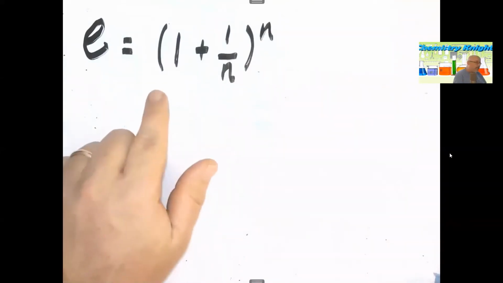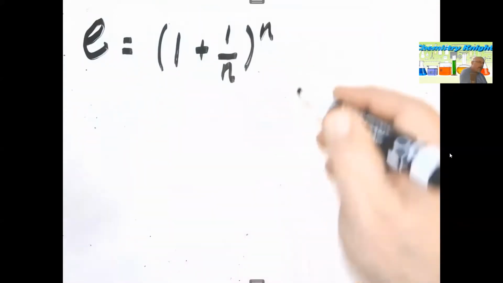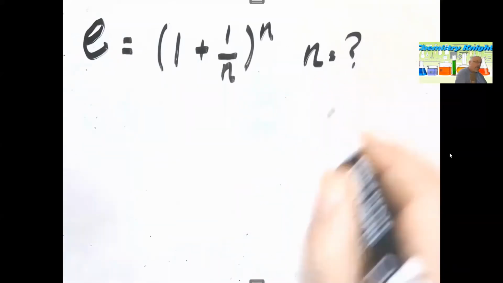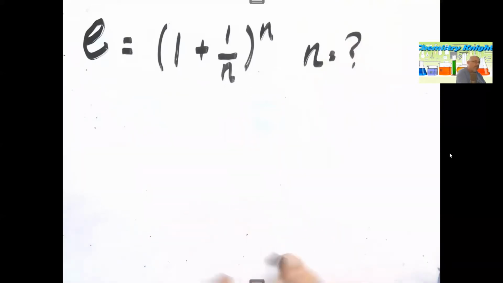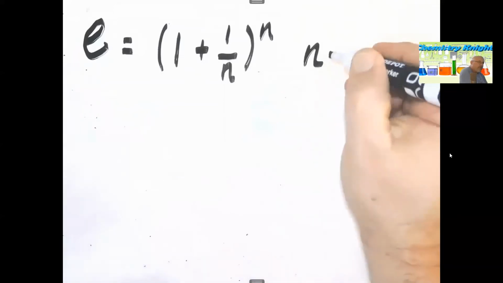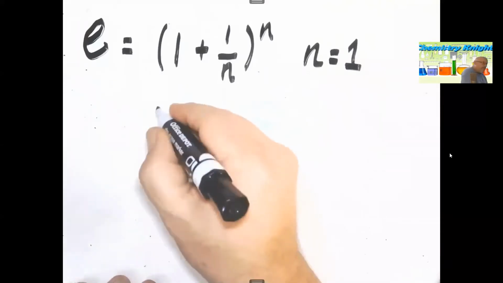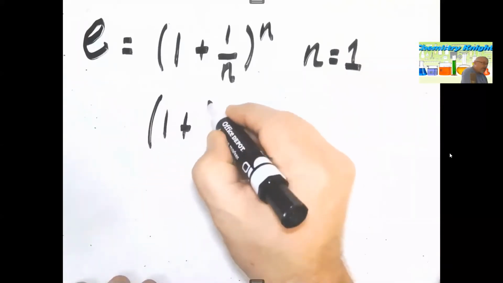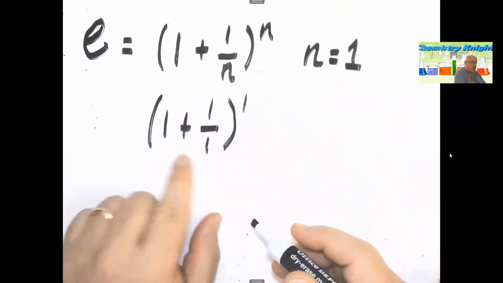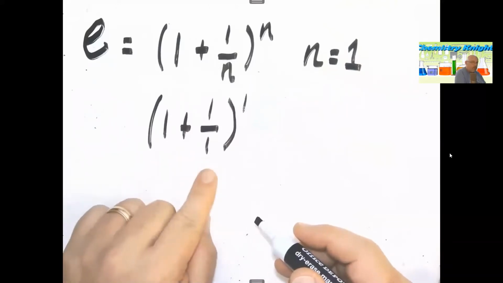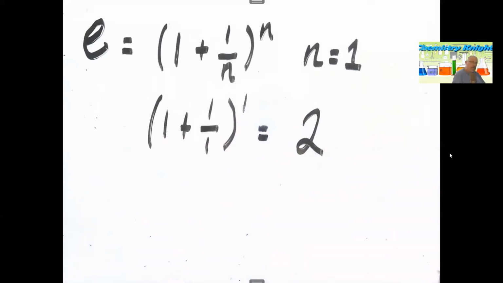And what it says here is that e equals (1 plus 1 over n) raised to the n power. Now you may say, well, what is n? Well, n in this case is simply the number of times that we're going to do this calculation. Let's say that we just do it once. We're going to do n equals 1. Well, if we do that, this becomes (1 plus 1 over 1) raised to the 1. Now, 1 over 1 is just 1, and 1 plus 1 is 2, and 2 raised to the first power would just be 2. Pretty straightforward.